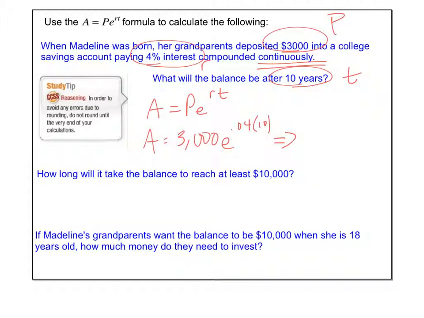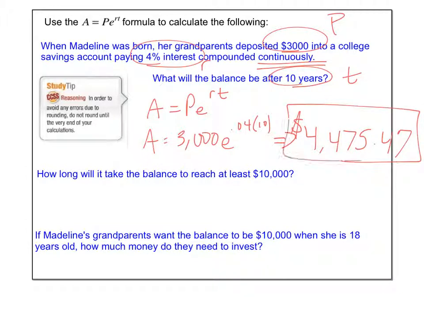So the amount at the end, we can punch this in one shot. 3,000 e to the 0.04 times 10. Make sure you have parentheses if you're going to do that in one shot. And so we see we have, oops, try that again, 3,000 e to the 0.04 times 10 to get a total of $4,475.47. So go back, pause the video, and make sure you get this value after you plug it into your calculators. Okay, how long will it take the balance to reach at least $10,000?